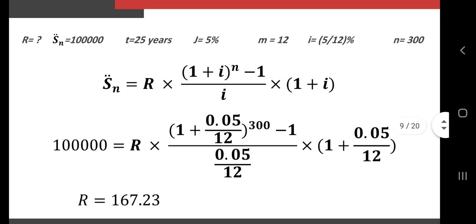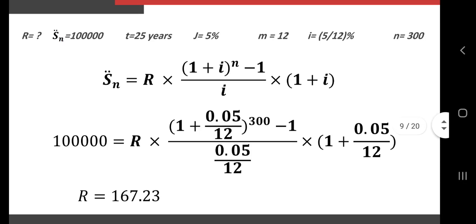In the formula of S double dot sub N, S double dot sub N equal R times 1 plus I to power N minus 1 over I times 1 plus I. Again, S double dot N equal S sub N times 1 plus I. So easily we can get R.